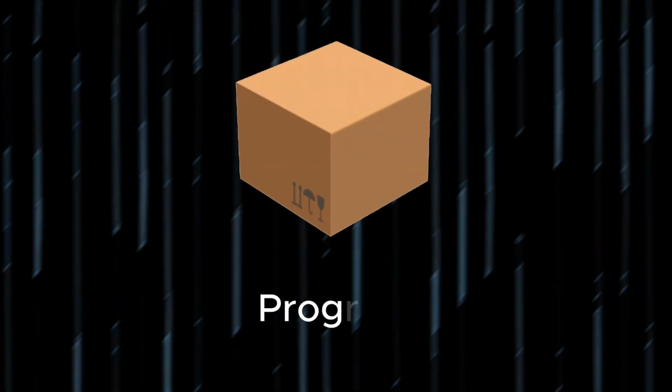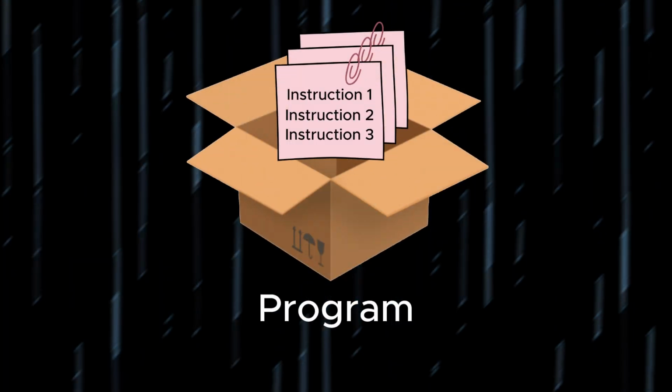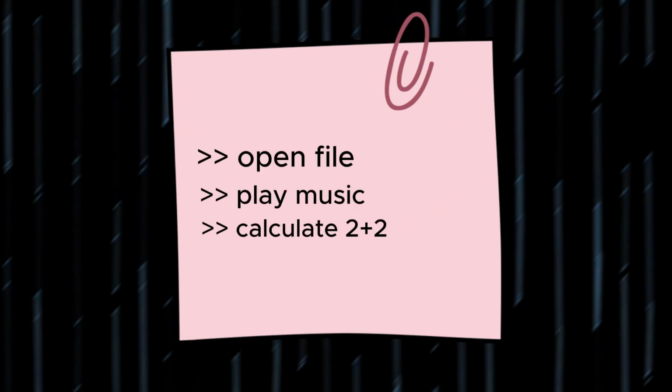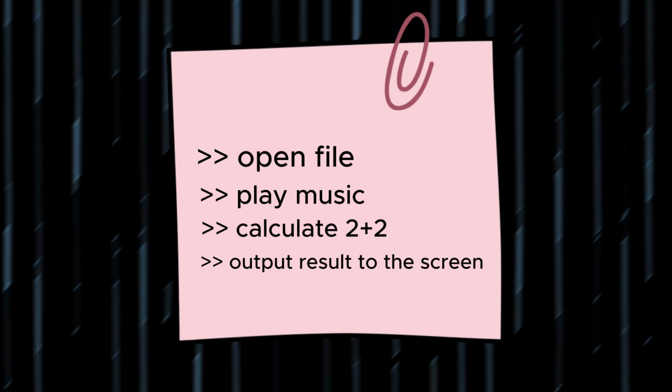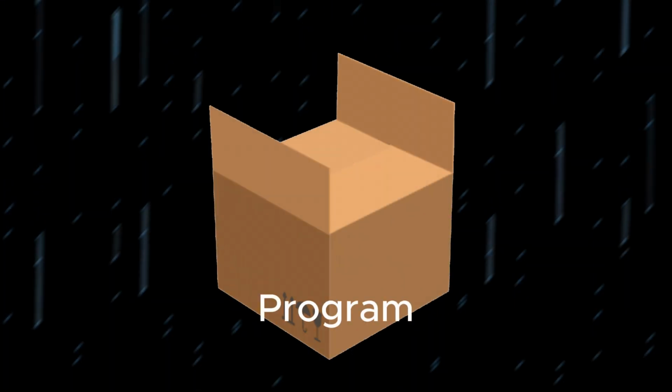Think of a program as a set of instructions for the computer. It's like telling the computer what to do, how to take in information, input, and how to send out information, output. It's basically giving the computer a job to do.